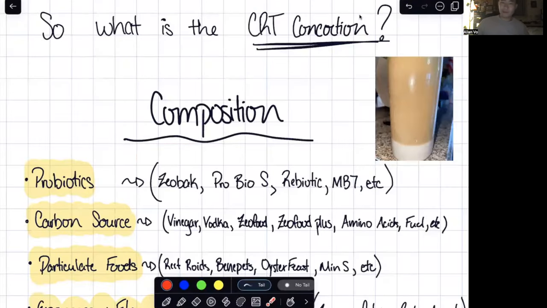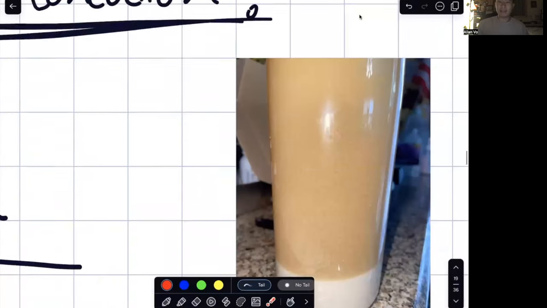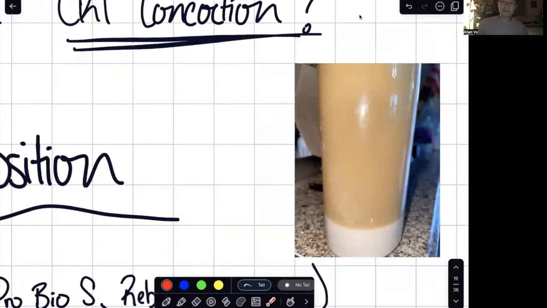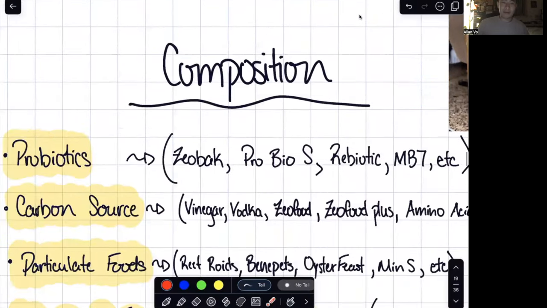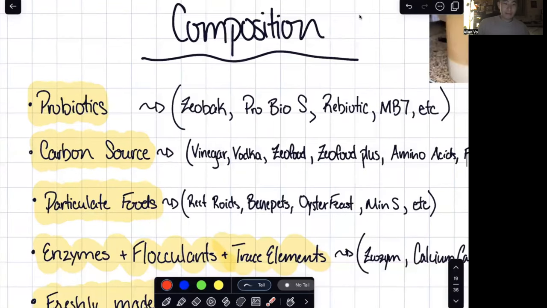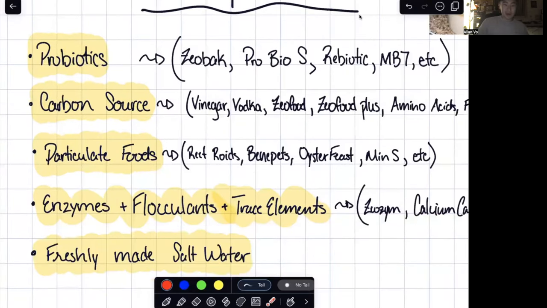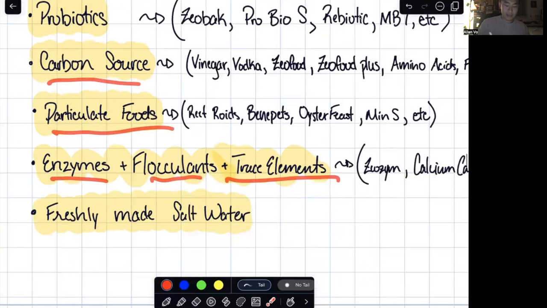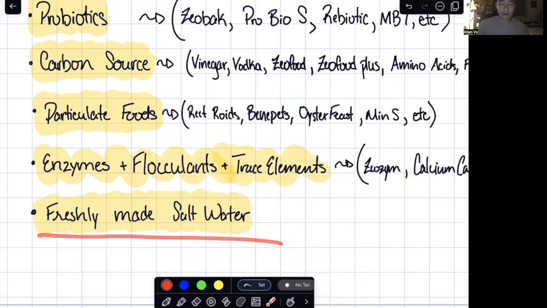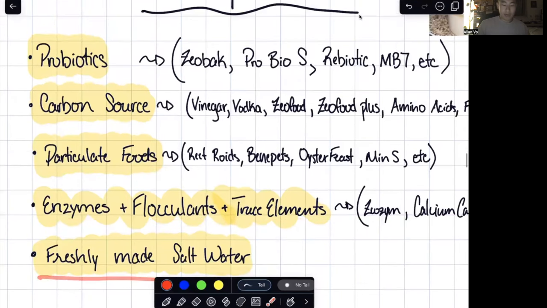So now let's talk about what exactly the CRT concoction is. As you can see here, it kind of just looks like a brown soup, but I'll break down the core composition of what it is here. So the concoction is a blend of probiotics, carbon source, particulate foods, enzymes, flocculants, and trace elements alongside fresh salt water. And I'll break down why these are the key components in 1 second.